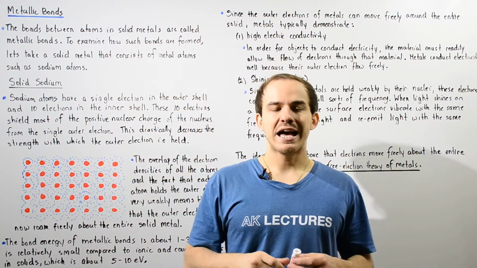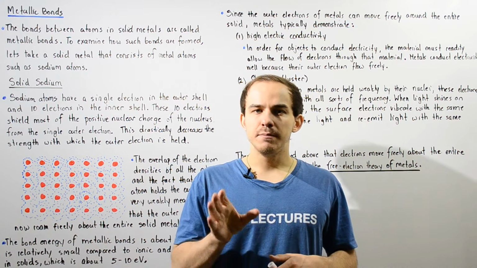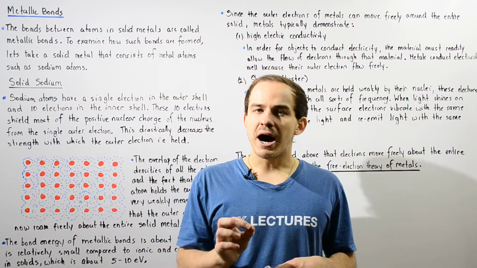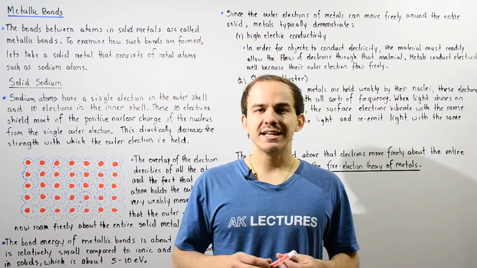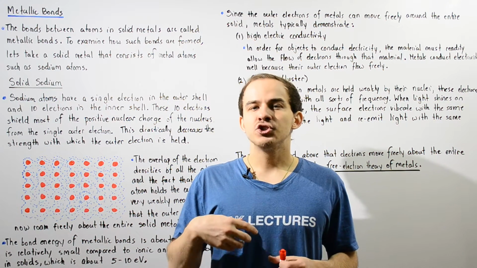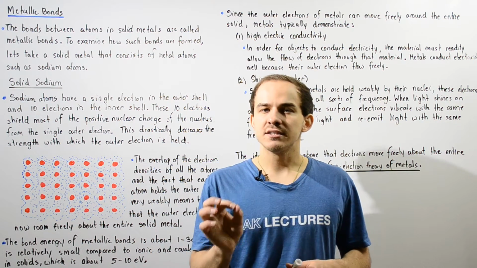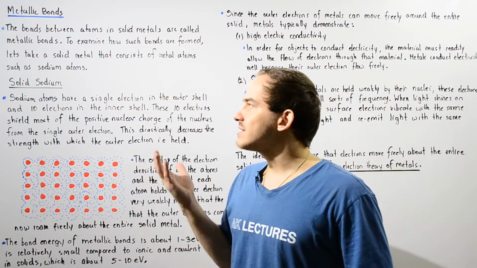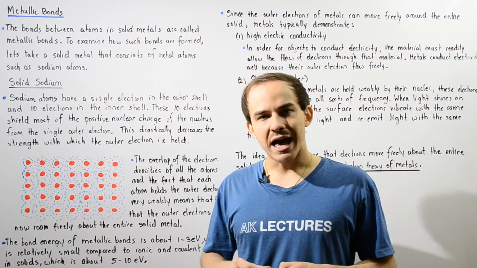the bonds between atoms. As we briefly mentioned, the bonds that hold atoms inside a solid metal are known as metallic bonds. Now, to examine how metallic bonds are actually formed, let's discuss a specific type of solid metal known as solid sodium that consists only of sodium atoms.